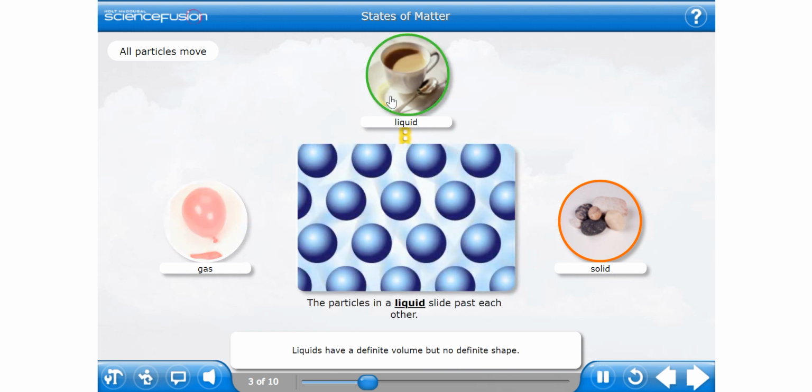Liquids have a definite volume but no definite shape. Particles in a liquid slide past each other, so a liquid flows and takes the shape of any container that it is in. Liquids have a definite volume because they can't be compressed or expanded.